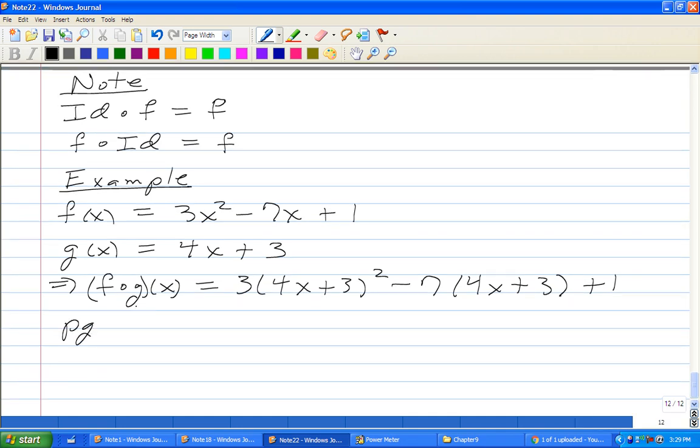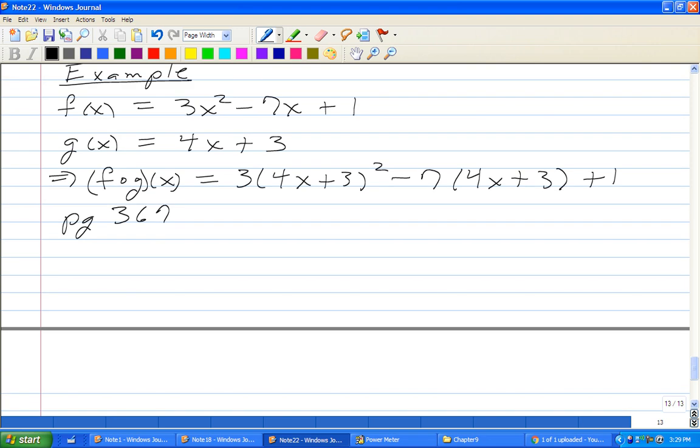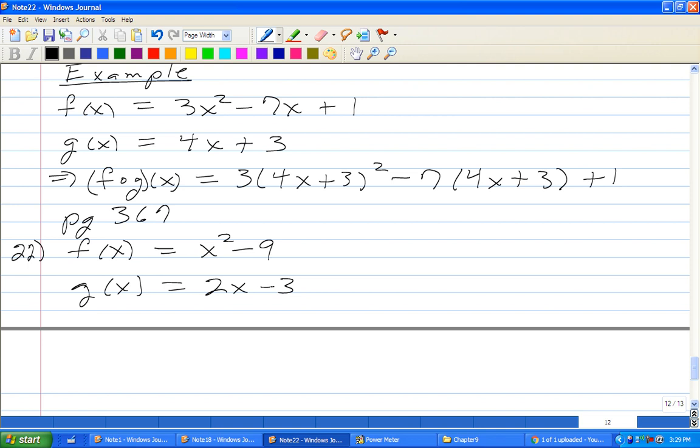On page 367, let's do, say, problem 22. f of x equals x squared minus 9. g of x equals 2x minus 3.